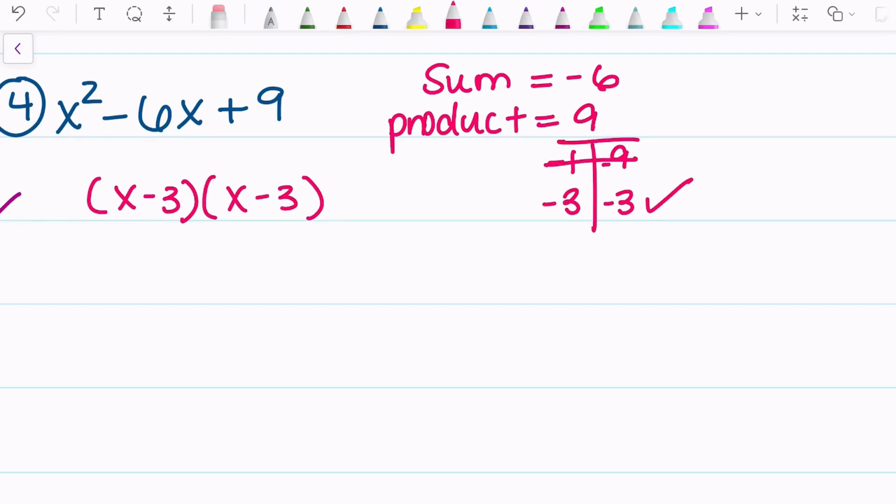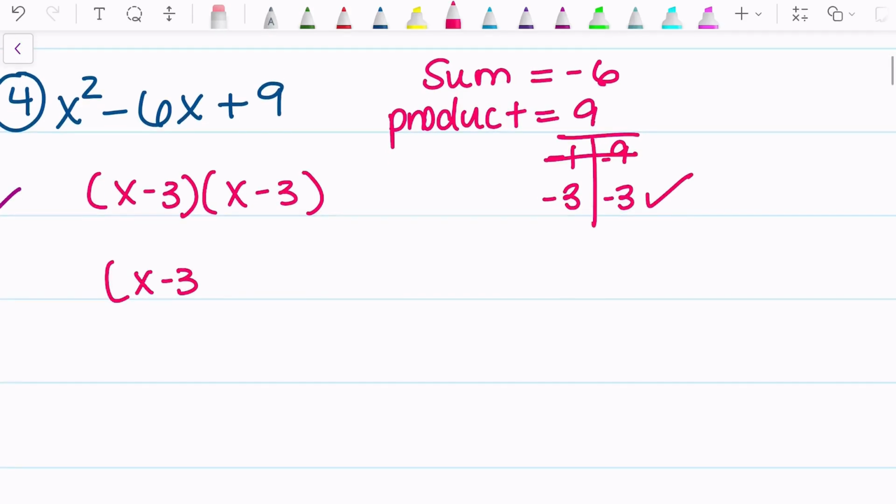Another way to write this, or that you may see on a multiple choice exam, would be x minus 3 to the second power, squared, because that just means something multiplied by itself. And this is how you factor when a is 1.